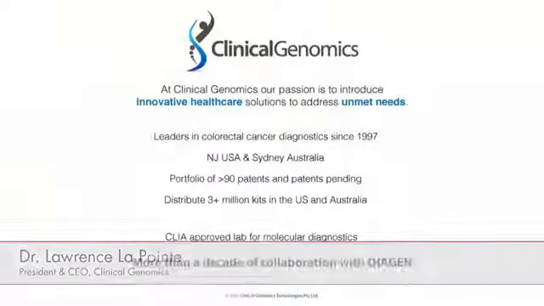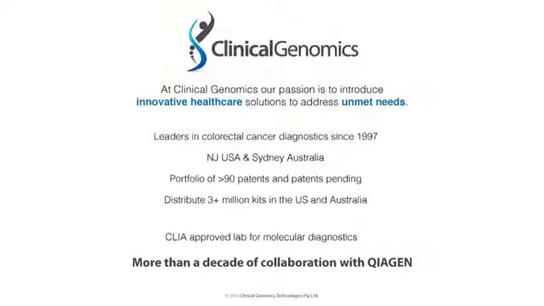So at Clinical Genomics, what really inspires us is the idea of applying innovative healthcare solutions to very clearly defined unmet needs. And perhaps a really good example of our work there is in the colorectal cancer space, where for the last 20-odd years we've been involved in starting with a screening test in the late 90s to introduce a user-friendly colorectal cancer screening kit. This year we'll sell about 3 million of those in the United States and around the world, to our more recent work to develop a blood test for cancer at the other end of the spectrum for patients that have been previously diagnosed and treated for cancer.